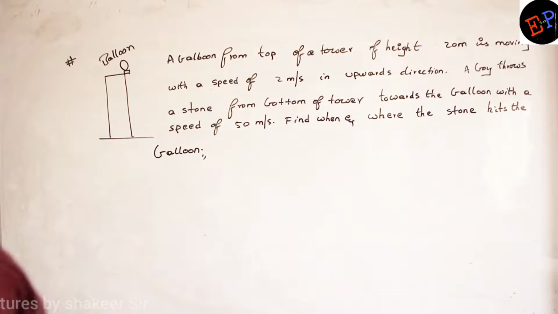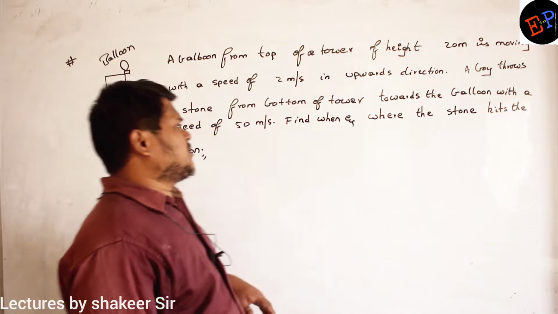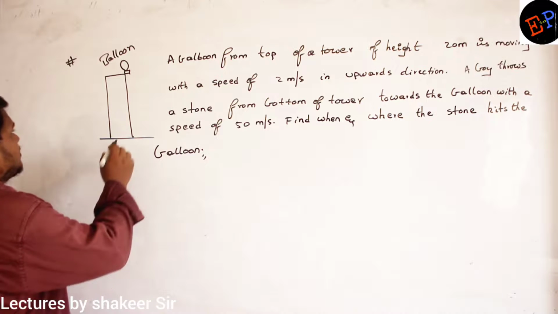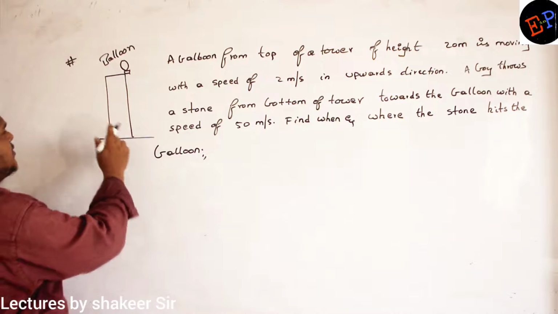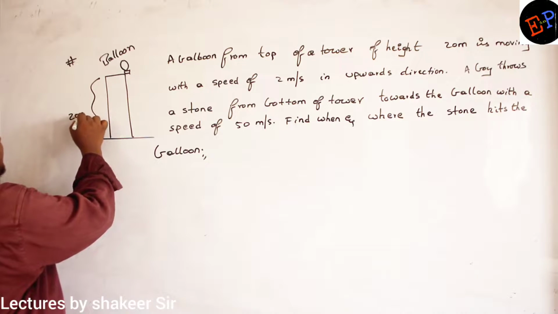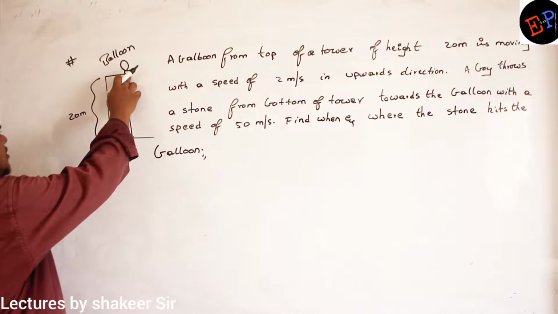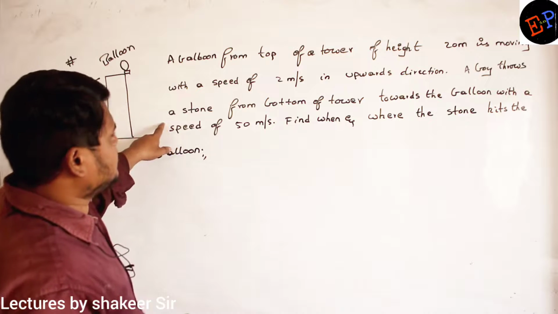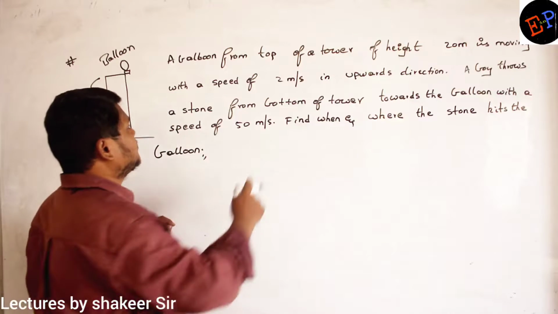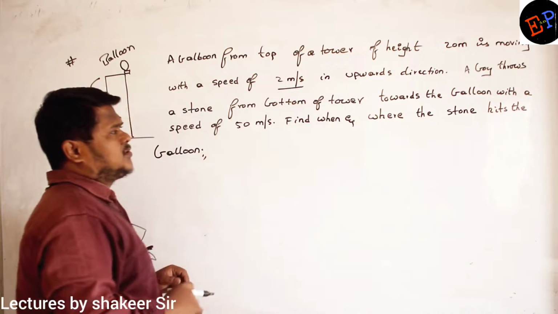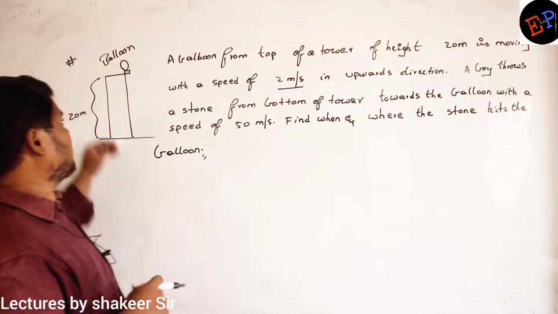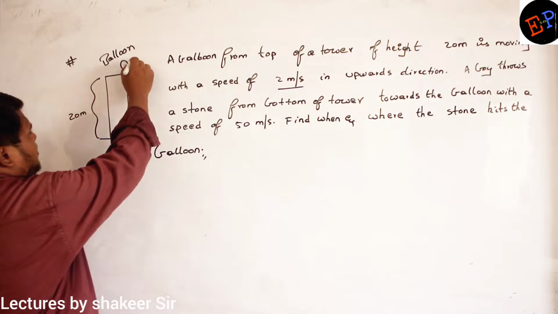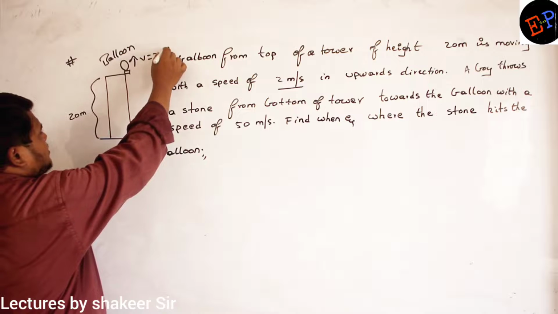So this is the given question. Here there is a tower, and the height of the tower is 20 meters. From the top of this tower we are releasing a balloon. Clear? The speed of the balloon is 2 meters per second in upwards direction. So the balloon is moving upwards with a speed of 2 meters per second.